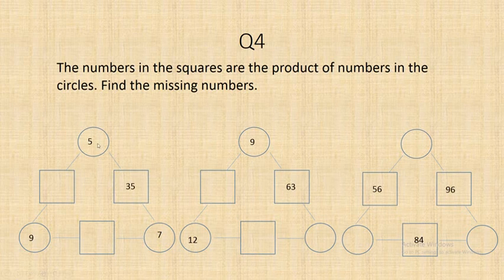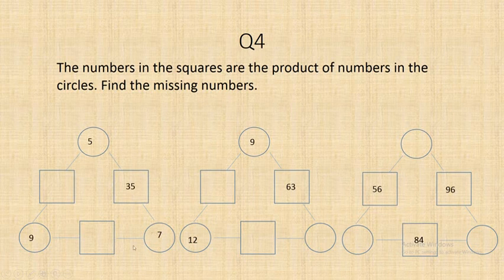Okay, so here I will start here. This is a missing number here. It's 5 times 7 equals 35. Right now I'm multiplying, I'm not adding. Focus on the question. Read the question very carefully, guys. Make sure that you understood the question. The numbers here in the squares are the product, so I need multiplication, not addition anymore. So 5 times 7 is going to be equal to 35.